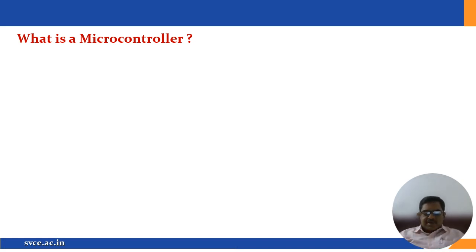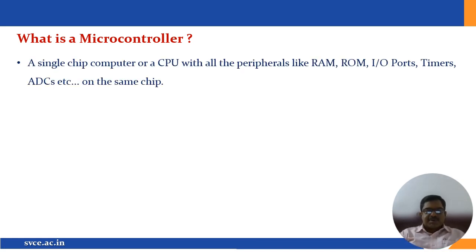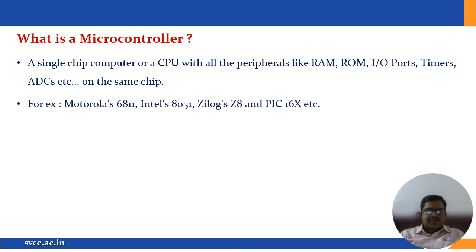So we'll see what is microcontroller. It is a single chip computer or a CPU with all peripherals like ROM, RAM, IO ports, timers, ADC, that is analog to digital converters, etc. on the same chip. So one chip contains almost all the peripherals required to control a process or task. For example, Motorola, Zilog, Intel, PIC. There are so many manufacturers. I will give you a brief list again.